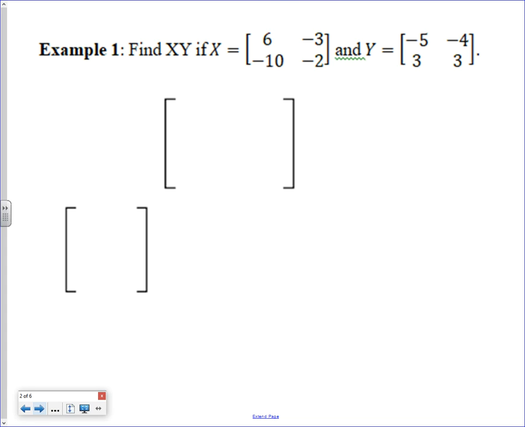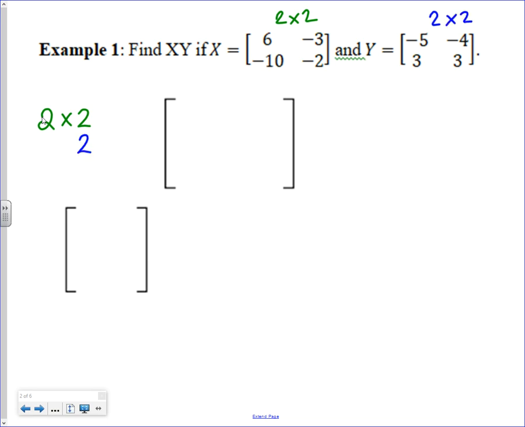Right, so it says find XY. It says X is equal to that matrix, Y is equal to that matrix. So the first thing you want to do is make sure you can multiply these together. So what's the dimensions of X? The dimensions of X is a 2 by 2. Okay. What's the dimensions of Y? It's also a 2 by 2.